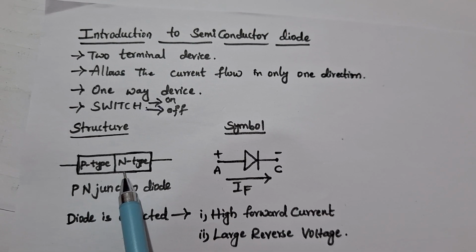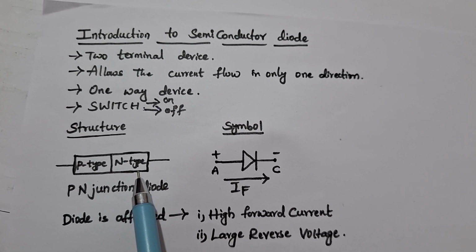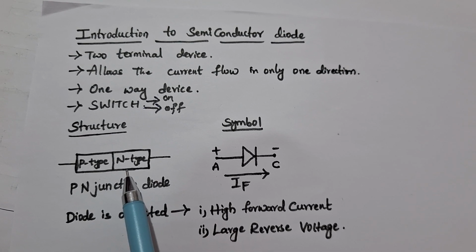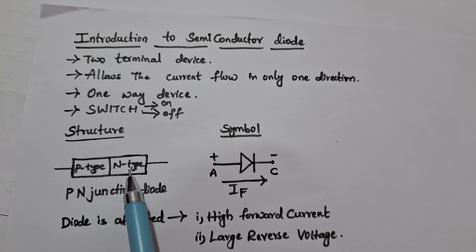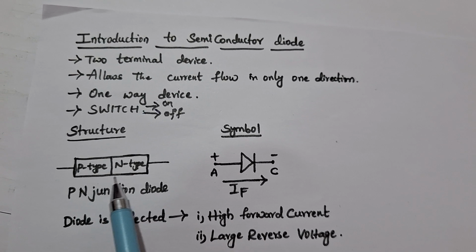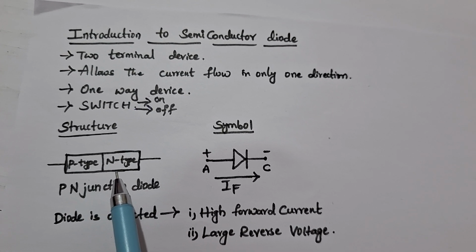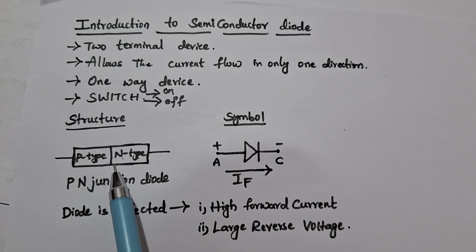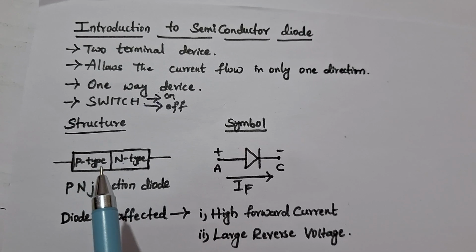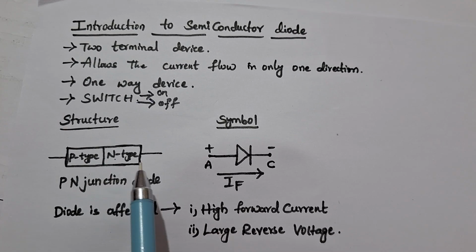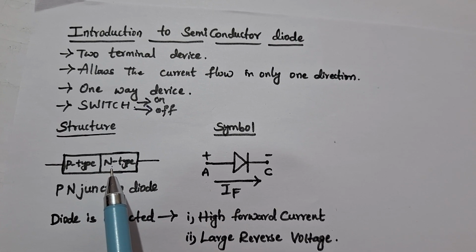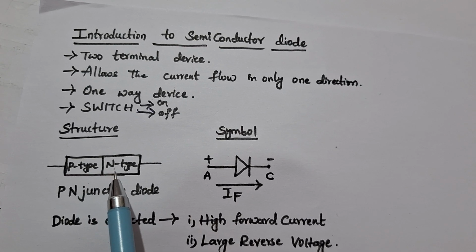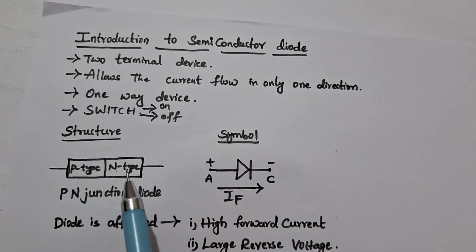This is the structure of a PN junction diode. When a p-type semiconducting material is suitably joined with an n-type semiconducting material, the resulting component is called a PN junction diode.